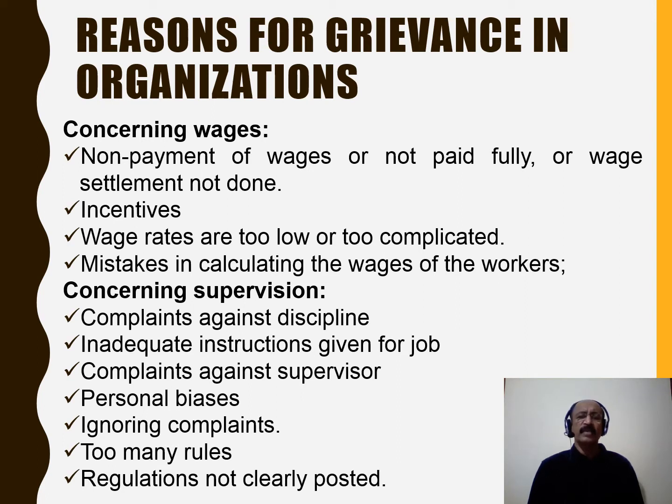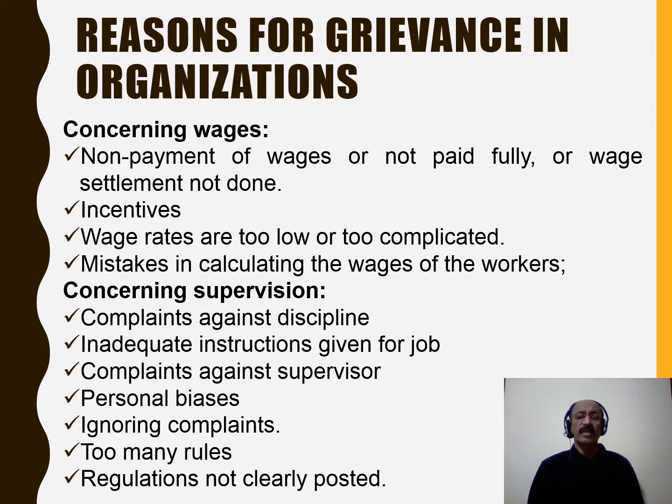The main grievances usually happen concerning wages, and it may be non-payment of wages, or not fully paid, or wage settlement not done. Maybe wages are not paid on time, or only half paid, or the wage settlement would have expired. Incentives may not be fair. Wage rates are too low or too complicated. They may not understand, or it is too low compared to other companies. Mistakes in calculating the wages of the workers may happen as an administration issue.